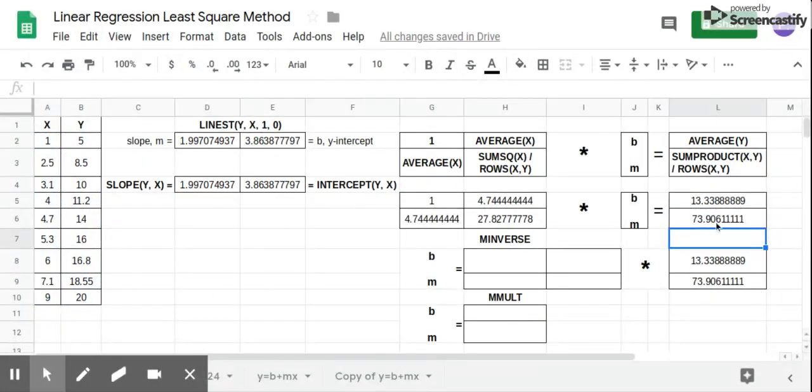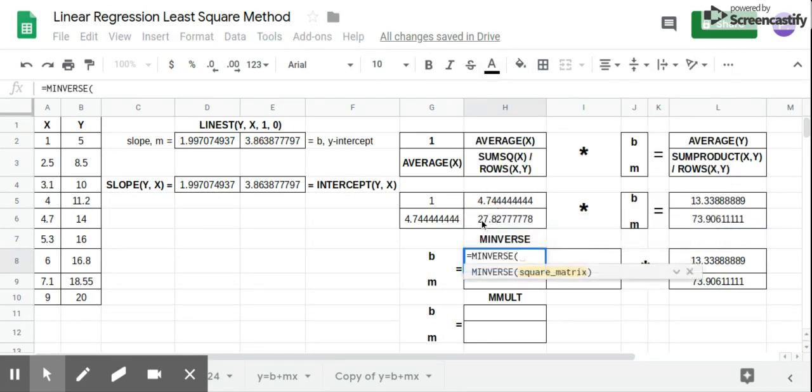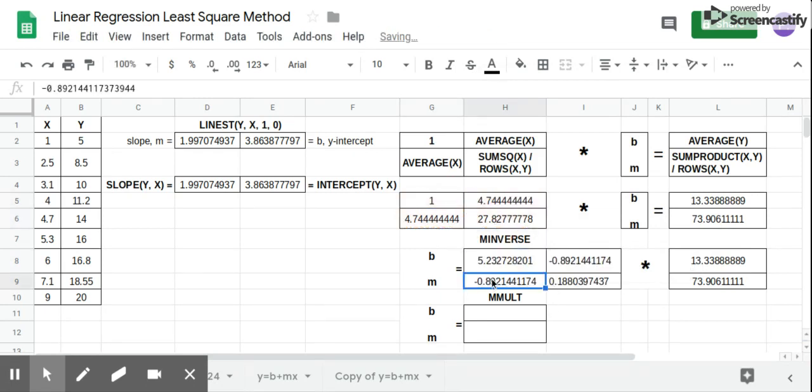Now that we have completed this equation, we can now transpose this to determine the values of Bm. So to transpose, we use the MINVERSE function. Now that we have transposed this to the other side of the equation, we can now multiply these two matrices using MMULT.